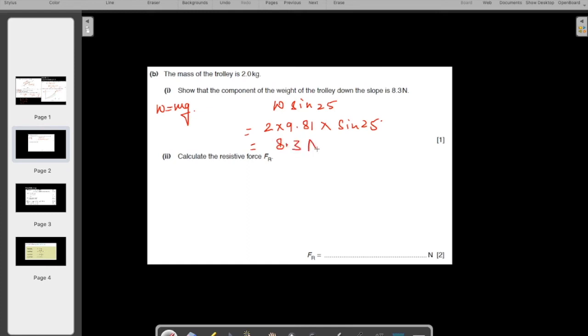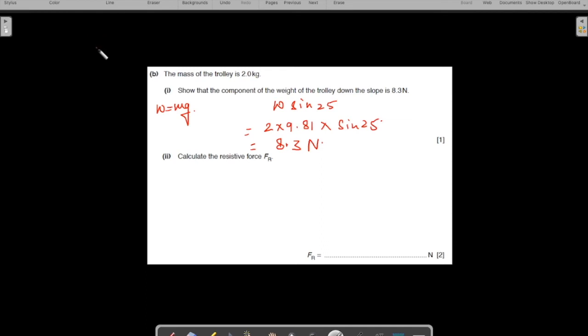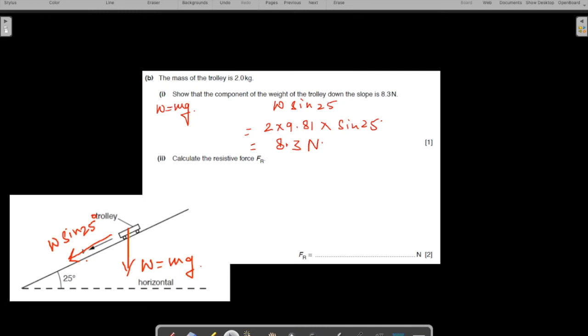8.3 newtons. Weight is a force. Please do understand. Go through my theory on the weight if you do not understand what is weight. Weight is a force, in newtons. Right? Calculate the resistive force Fr. What is the resistive force? Let me bring the diagram for this question on this screen and then we'll attempt it. Okay, so now I have got the diagram on the same page.